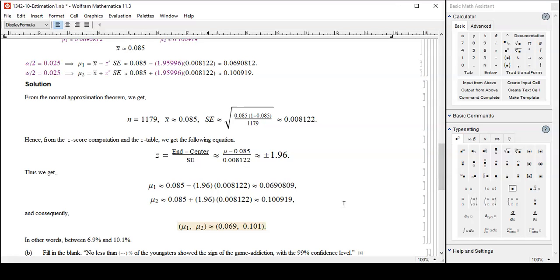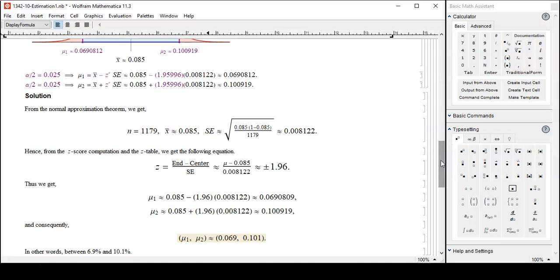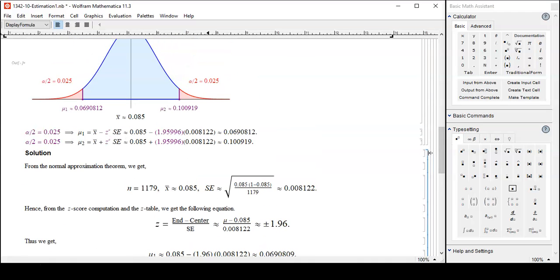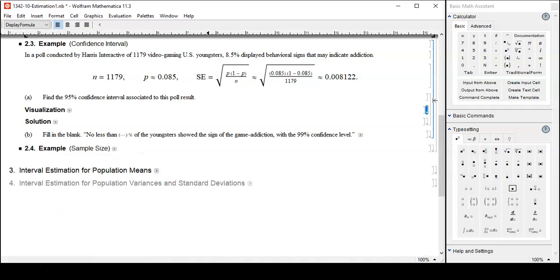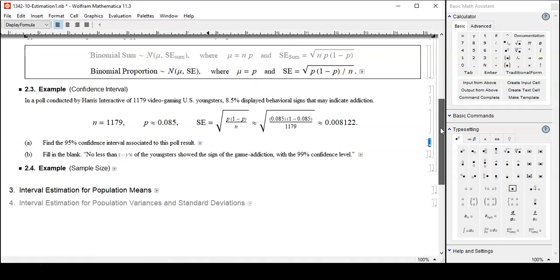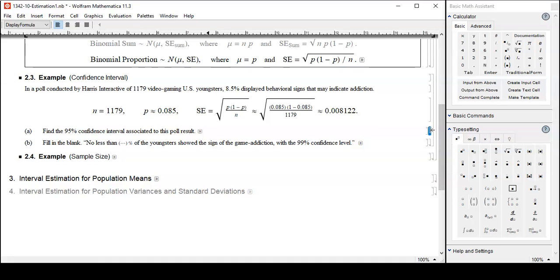Oh, by the way, if you use bracket notation, that's fine with me too. Here in this notebook, I decided to use parentheses. Most of the time I use brackets. I don't know what I was thinking. Okay, that was for 95% confidence interval.